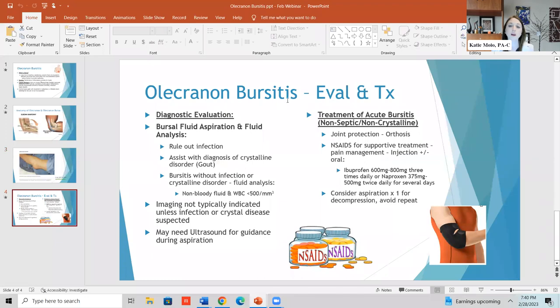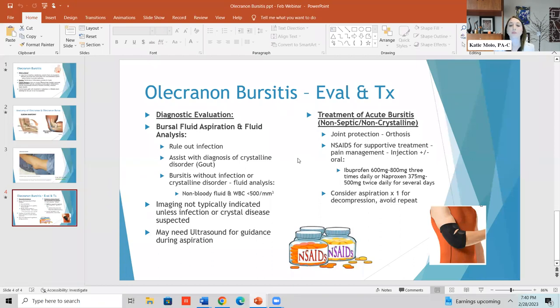So let's talk about evaluation and treatment. In terms of diagnostic evaluation, what UpToDate says, and that's not the only resource, but that's a good place to start to know what people are doing in the medical community. You want to aspirate the fluid. Once you figure out it's bursitis, you want to aspirate the fluid or inject a little syringe in there and pull the fluid out from that bursa and send it for fluid analysis.